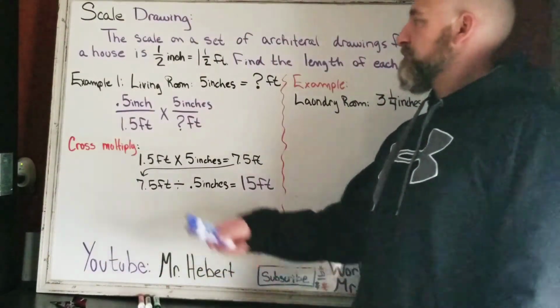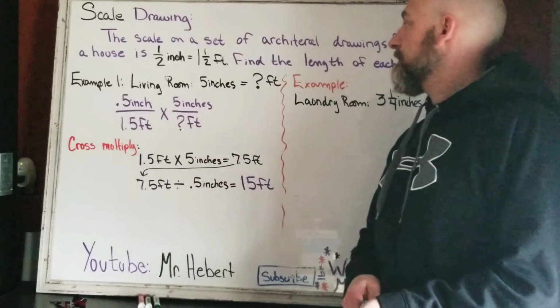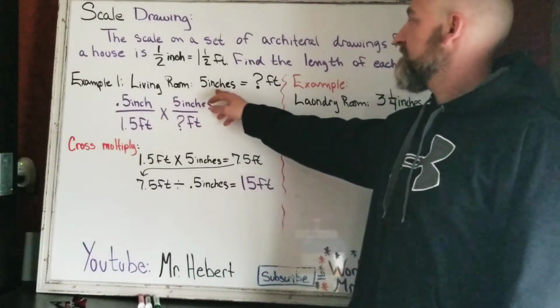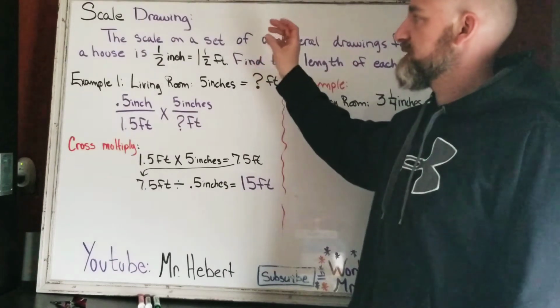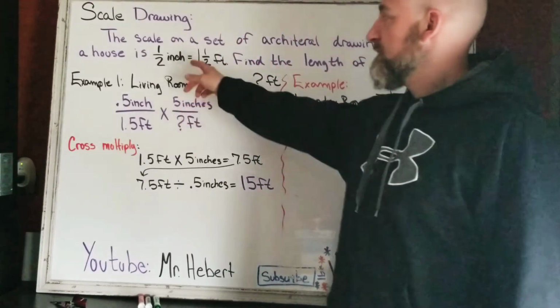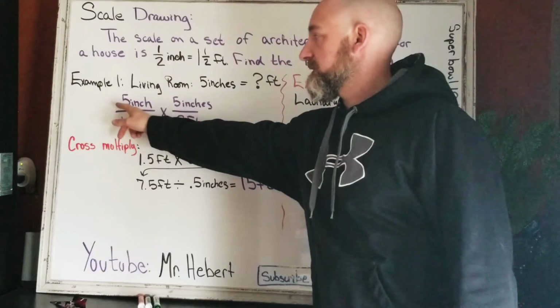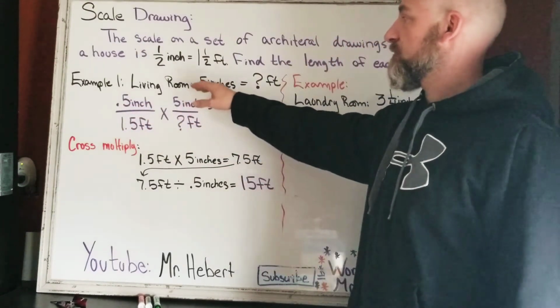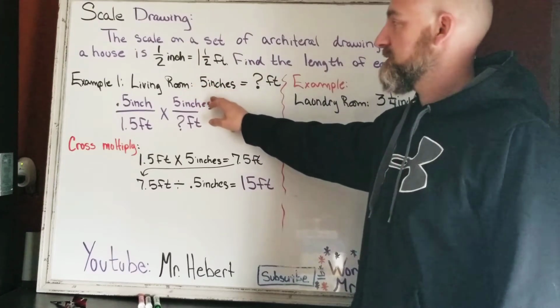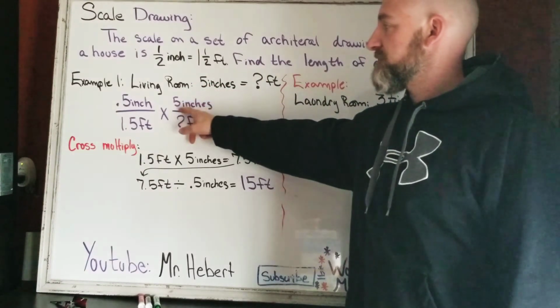So if you look at example 1, we have the living room. And it's 5 inches equal how many feet? So I converted this from fractions to decimals. So we have our 1/2 inch, so I put it as a decimal, is 0.5 inches. And they're telling us that the total length is 5 inches. So here's where we put our 5 inches.